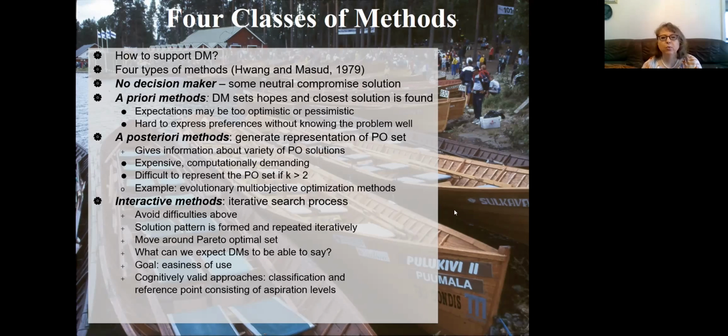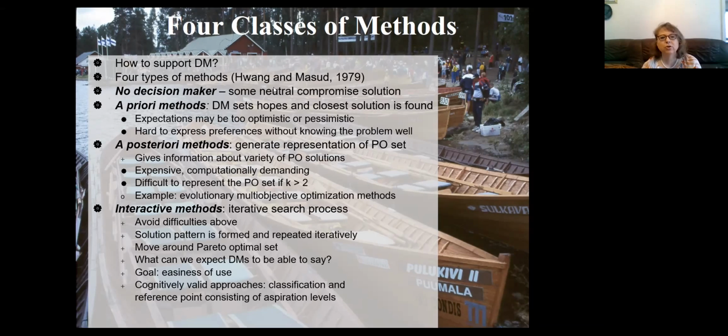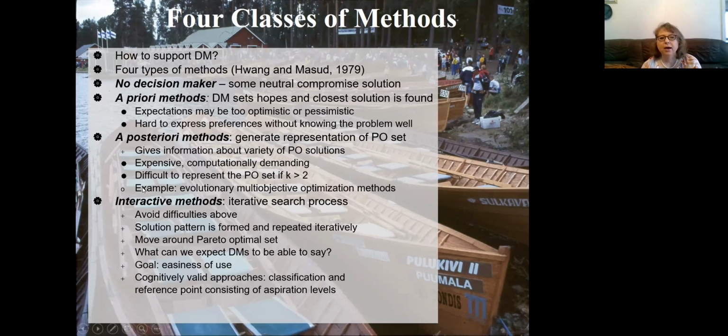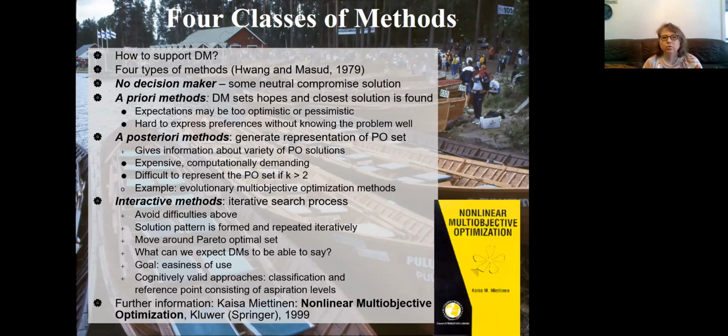And for that reason, we have the interactive methods. They try to avoid some of the shortcomings of the earlier types of methods, so that we have an iterative process where the decision maker takes part so that the amount of information demanded is limited at a time to be considered, and the decision maker sees more about how realistic one's hopes and expectations are and can adjust them accordingly so that this too optimistic or pessimistic setting would be avoided.